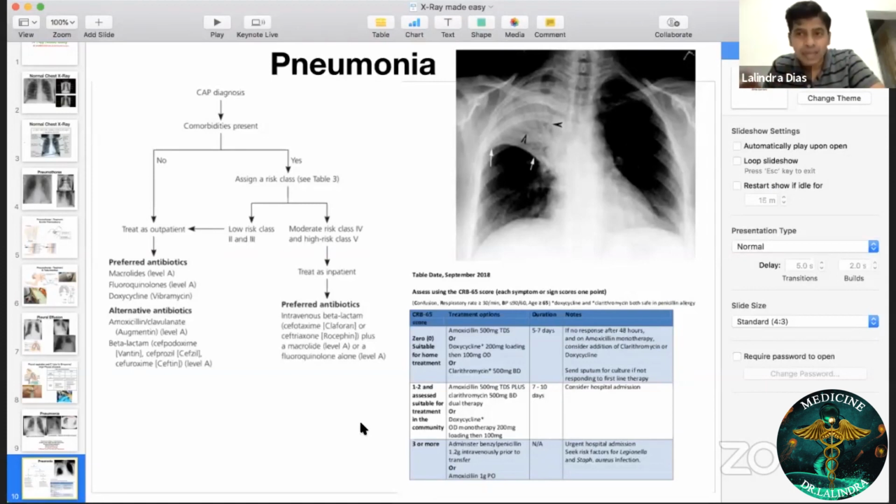Either IV ceftriaxone plus azithromycin, or you can give IV co-amoxiclav, that is amoxicillin plus clavulanic acid, plus azithromycin. So any of these two combinations: A, IV ceftriaxone plus oral azithromycin; B, IV co-amoxiclav, that is amoxicillin plus clavulanic acid, plus azithromycin. One of those combinations you can go ahead with.